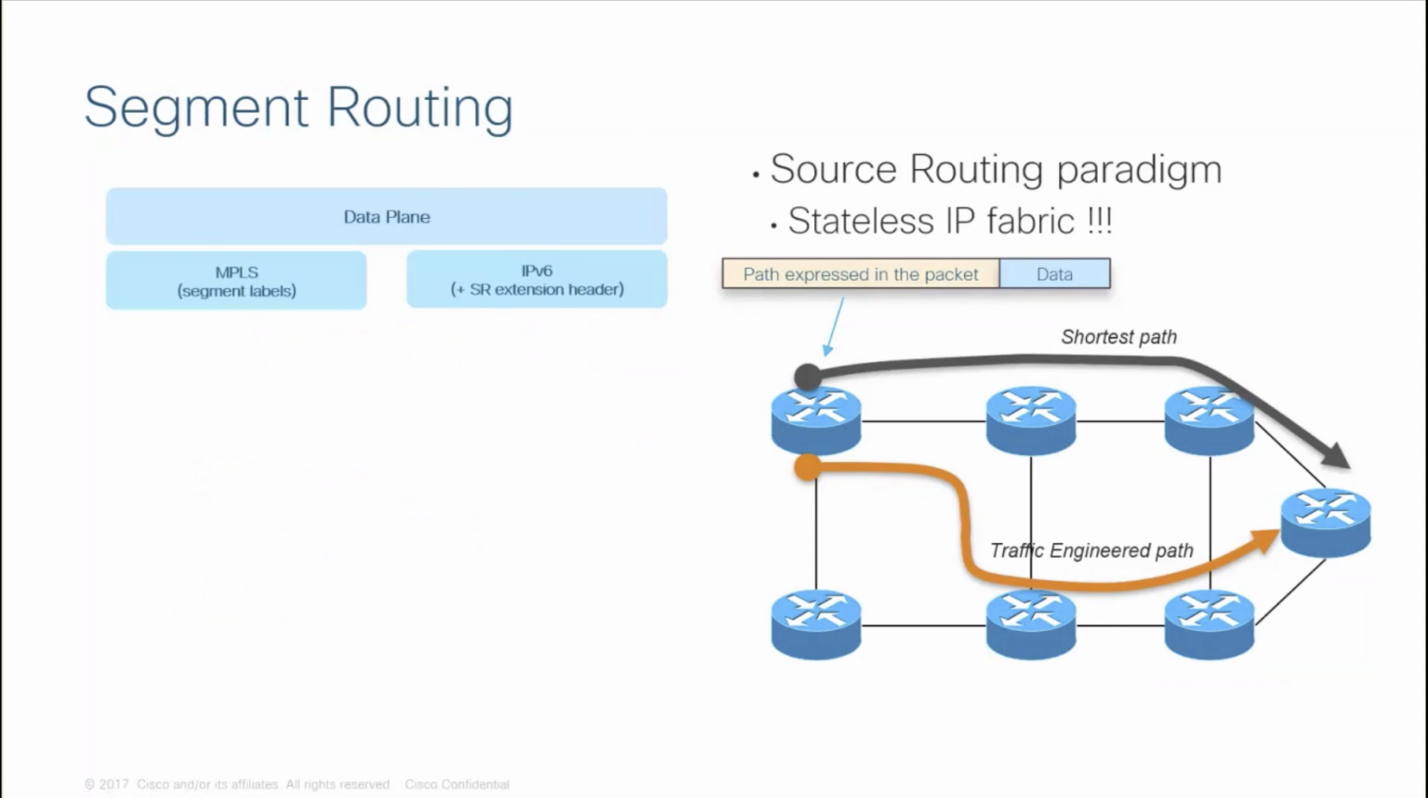So from a data plane perspective, going deeper into the concepts, when I say putting the path expressing the packet, what do I mean? Well, we really talk about the semantics of the segment. So the segment of segment routing. The segments are basically, when we use MPLS as a data plane, the segments are MPLS labels. Okay, so my segment is an MPLS label.